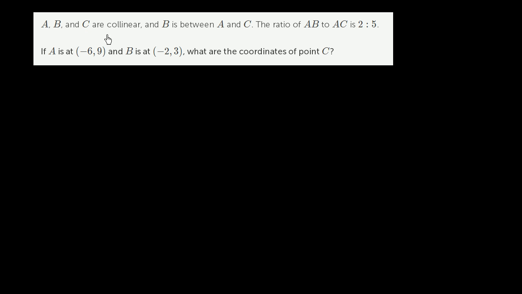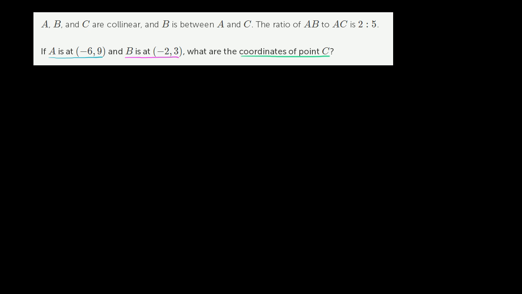A, B, and C are colinear, and B is between A and C. The ratio of AB to AC is 2 to 5. If A is at (-6, 9) and B is at (-2, 3), what are the coordinates of point C? And I encourage you to now pause this video and try this on your own.